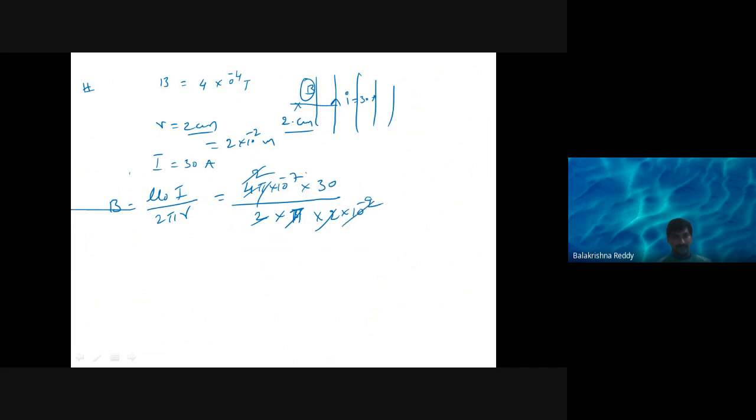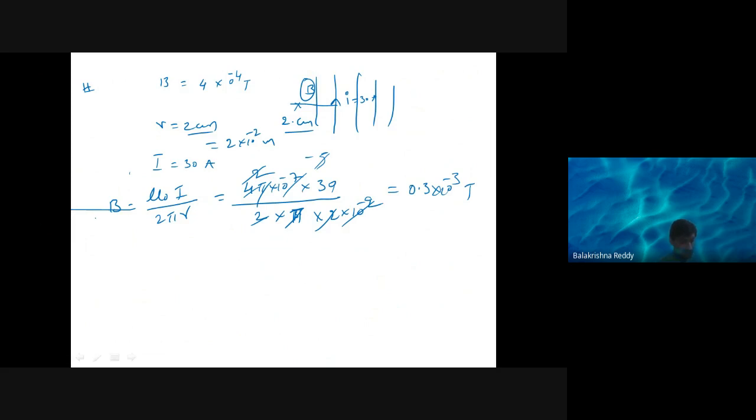Now 10 to the power minus 2, 10 to the power minus 7, minus 5. So 3 into 10 to the power minus 4 means 0.3 into 10 to the power minus 3 Tesla is the magnetic field which we found. But this is along the horizontal direction I found. But they ask the question here, the resultant magnetic field. Find the resultant magnetic field in the sense, vectorially, if you see along horizontal axis, along vertical axis, we have to go. So let us see how horizontal axis, vertical axis, we can obtain this.